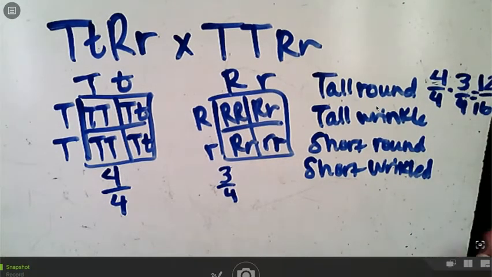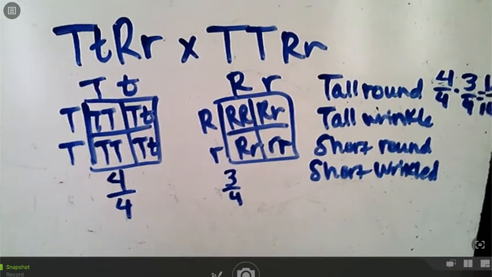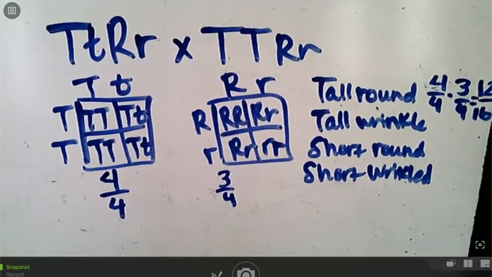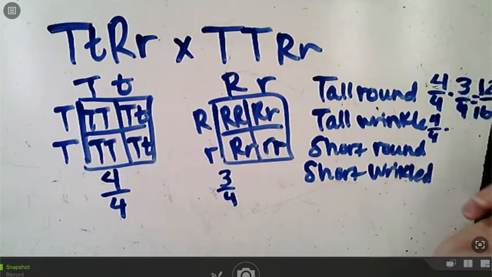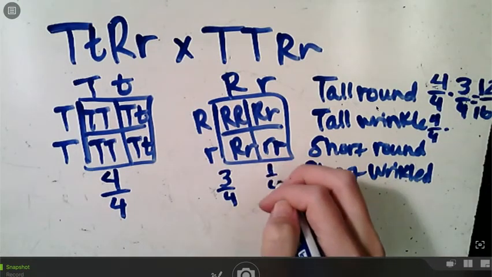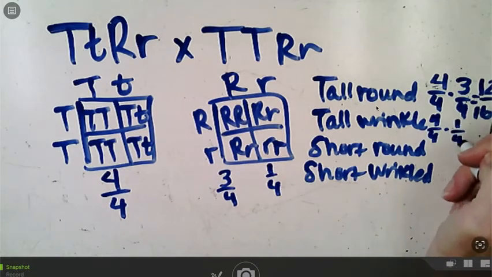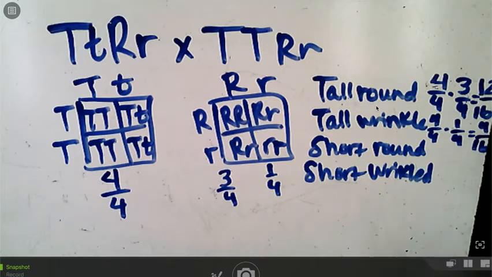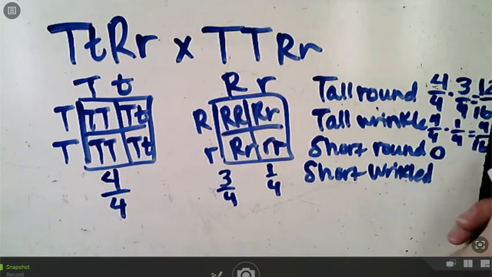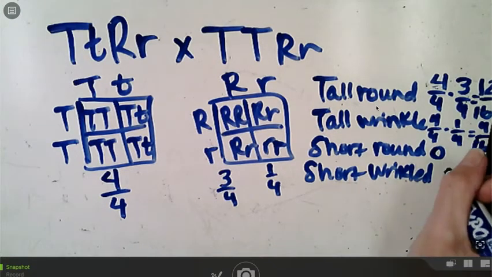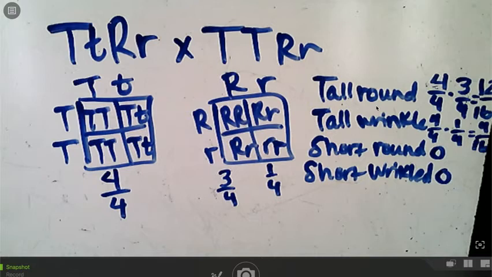It's barely even on the screen, and barely on my whiteboard is the problem. Okay, tall and wrinkly, 4 out of 4 times wrinkly is 1/4. So 4 times 1, that is going to be 4 out of 16. Oh, geez, I needed to plan this better. Short, I got nothing. So since I have 0, when I multiply that, it's 0, right? 0 times anything is 0. So these are all 0, okay? So 0 out of 16, 0 out of 16.